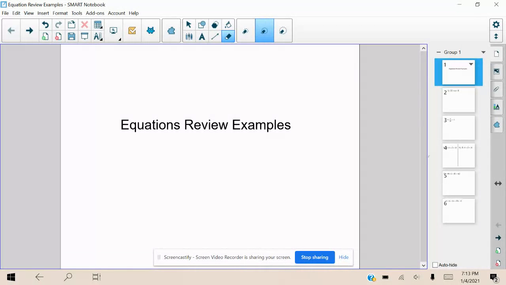We are going to be going through 5 different examples of how to solve equations: one step, two step, multi-step, and equations with variables on both sides. And in this video, we're going to be working on problems directly from your worksheet. So without further ado, here we go.